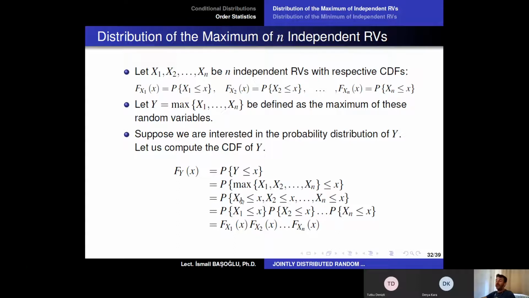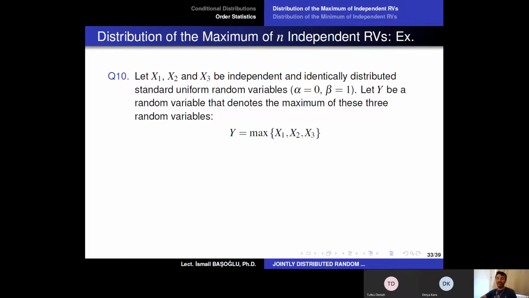Finally, we know that these random variables are independent from each other. Therefore, the probability of the intersection can be rewritten as the product of the individual cumulative probabilities, which indicates that the cumulative distribution function of the maximum of these independent random variables is equal to the product of the cumulative distribution functions of each individual random variable.